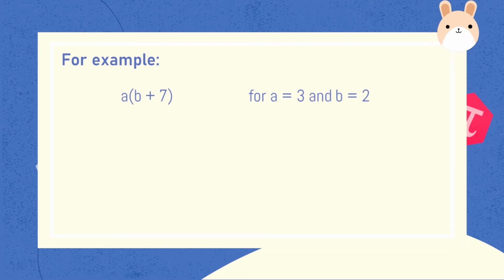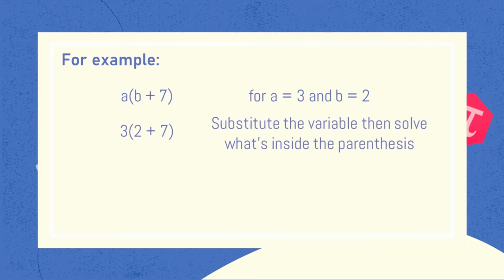Another example, a open parenthesis b plus 7 close parenthesis, for a equal to 3 and b equal to 2. Replace a with 3 and b with 2. Solve what's inside the parenthesis, which is 2 plus 7. 2 plus 7 is equal to 9. Then, we'll multiply. 3 times 9 is equal to 27.